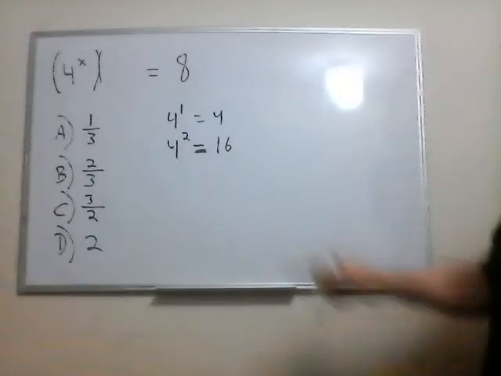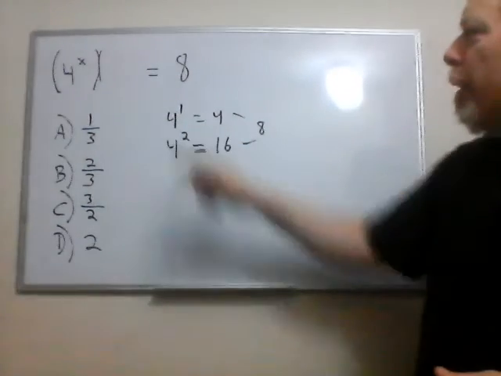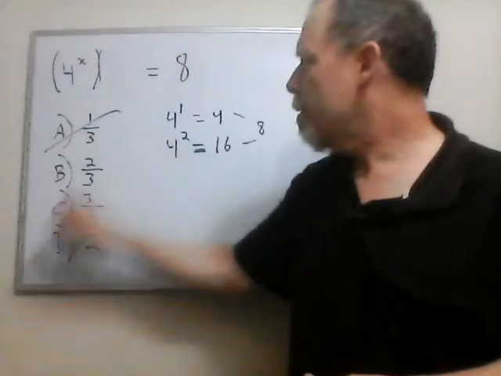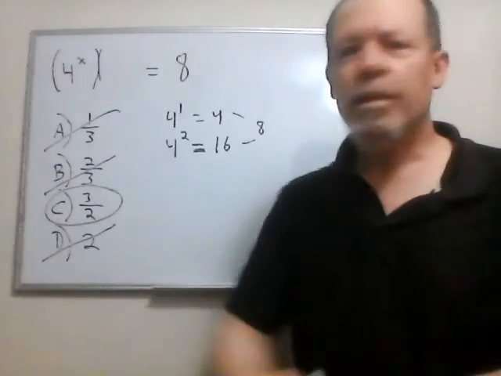So whatever number you're looking for to produce this 8 has to be somewhere between 1 and 2. This number is smaller than 1. This number is smaller than 1. And this number is 2, which is too large. The answer has to be 3 over 2.